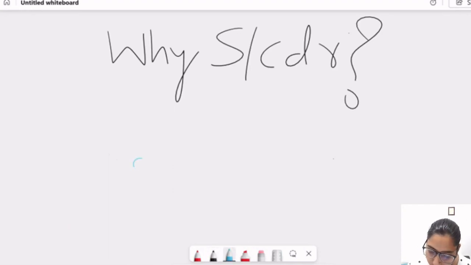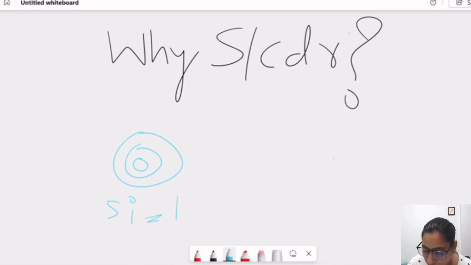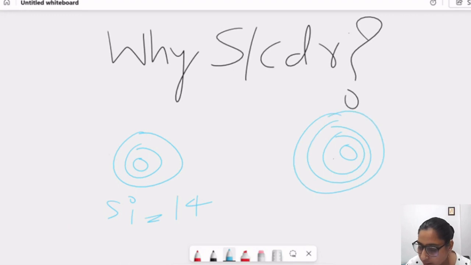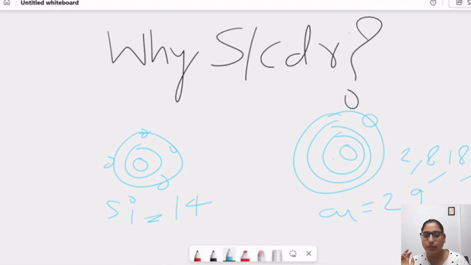Here, let's say with blue I will draw. This is the atomic structure of silicon with 14 atomic number, and this is the atomic structure of, let's say, copper with 29 atomic number. For silicon there are 4 valence electrons in the outermost shell, and for copper, 2, 8, 18, and 1 electron in the outermost shell.